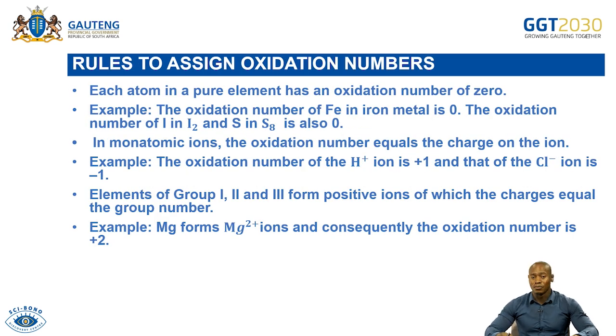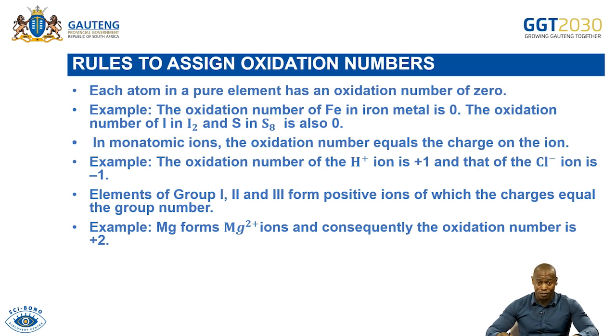So these are the rules, grade 11. You should know these rules. These are the rules that you have to follow when you are assigning the oxidation numbers of atoms, right? One, each atom in a pure element has an oxidation number of 0, right?